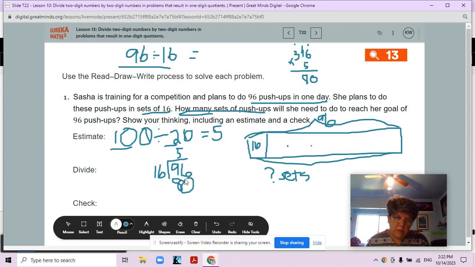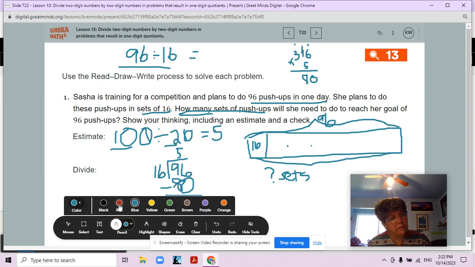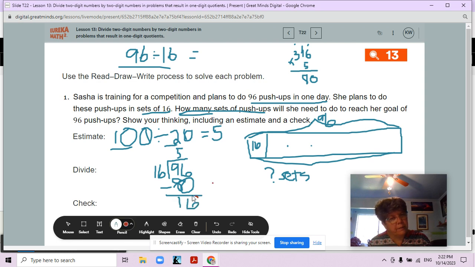It's smaller than 96, so we can subtract. 6 minus 0 is 6, and 9 minus 8 is 1. 16. Okay? What do you think? You see a small problem there? Here's the small problem. We have 16 left over, and there's 16 in each set. So that's one more set she could have done, right? So our estimate was too low.